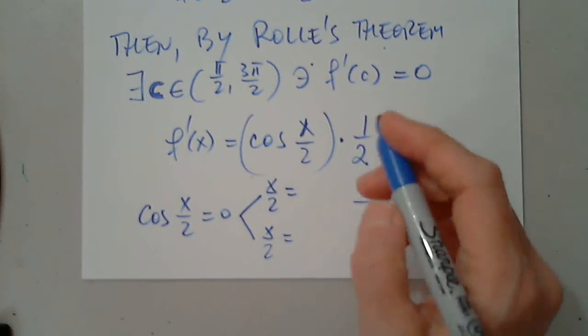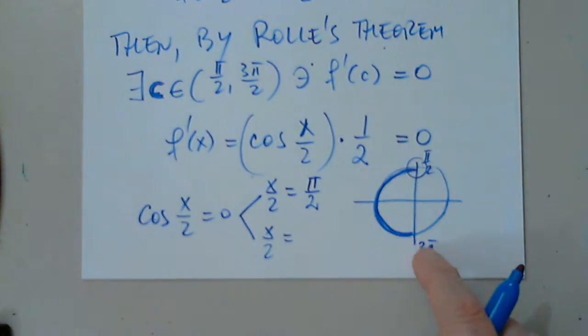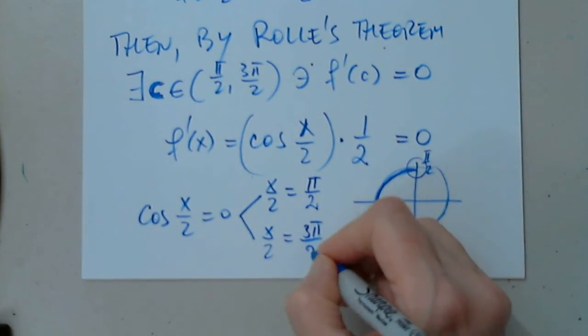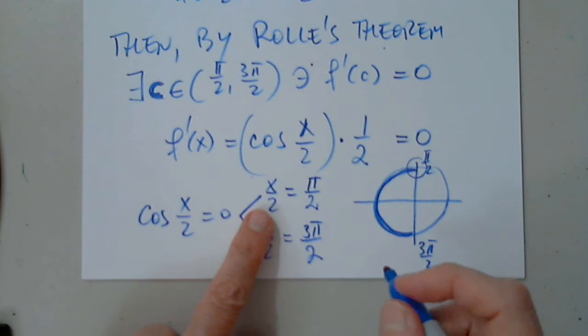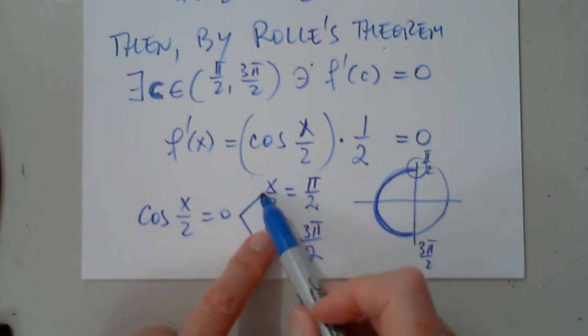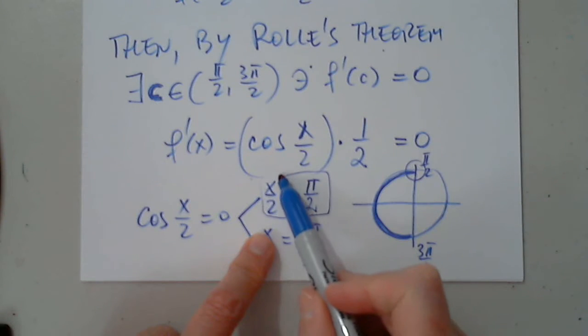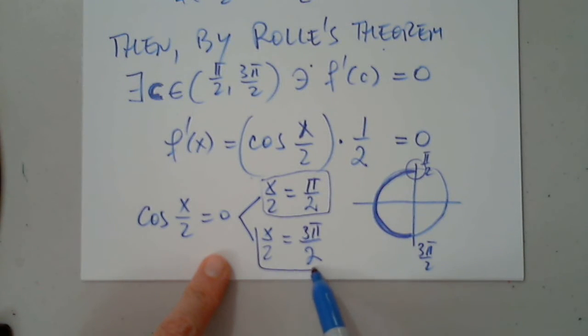90? Yes, you're right. Pi over 2 and 3 pi over 2. And now let's determine x. From this equation, can anyone solve for x?